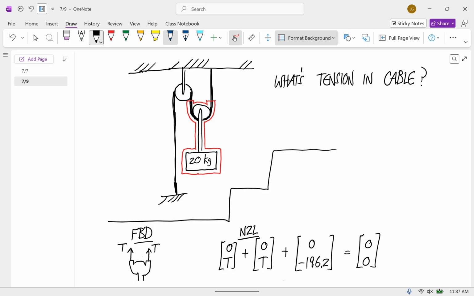If it's just static, there's no energy used at all. The thing isn't moving.